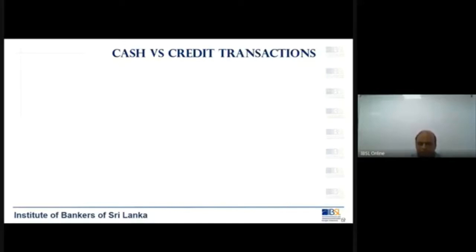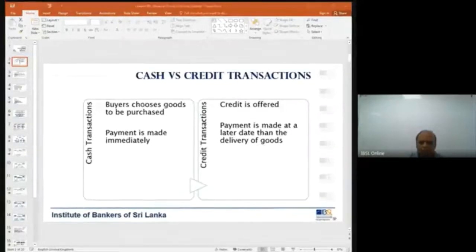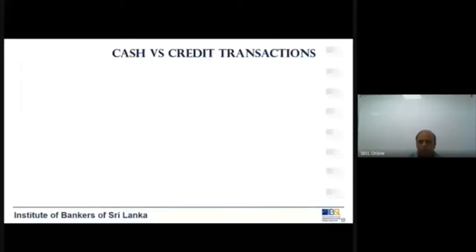So this is something very common which happens in all business trades where people enter into a lot of transactions. All those involve credits.